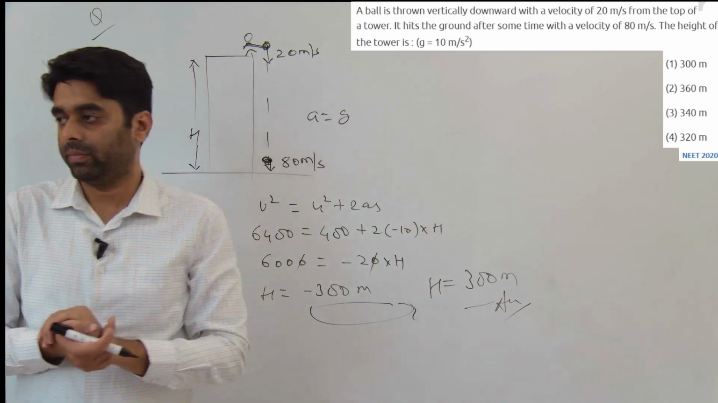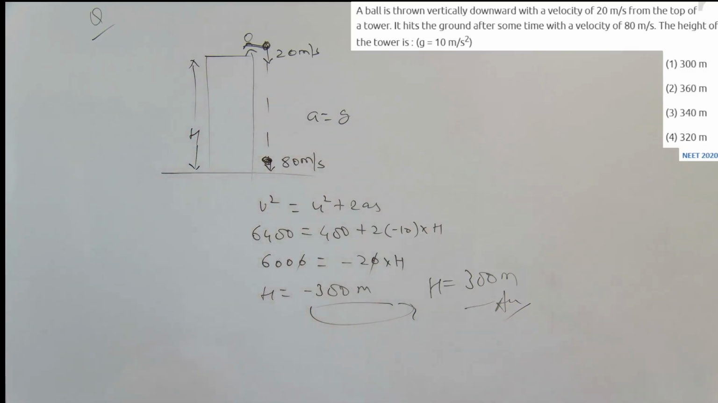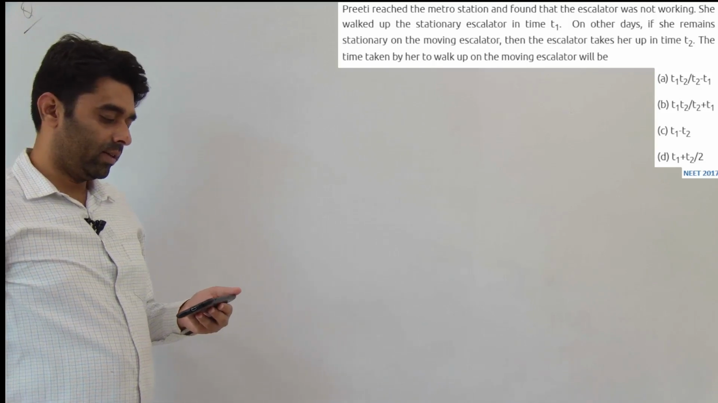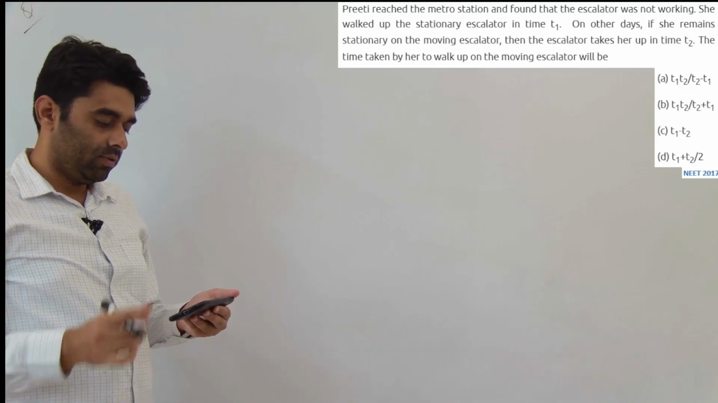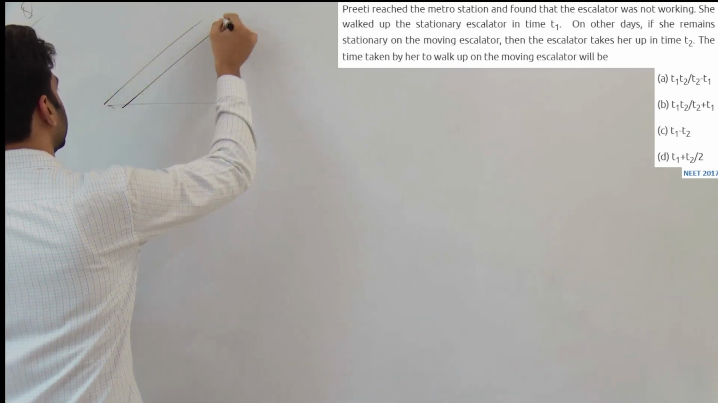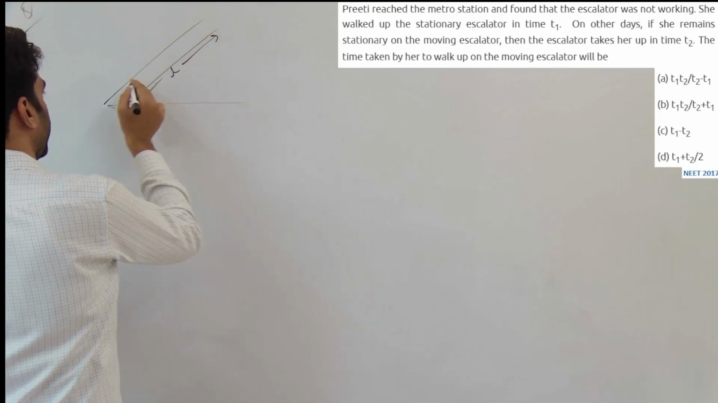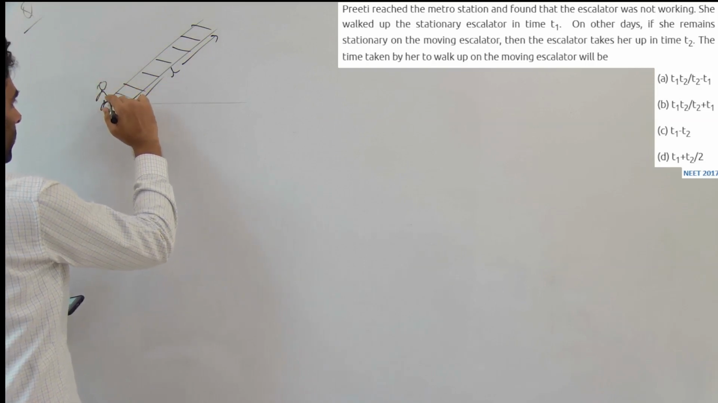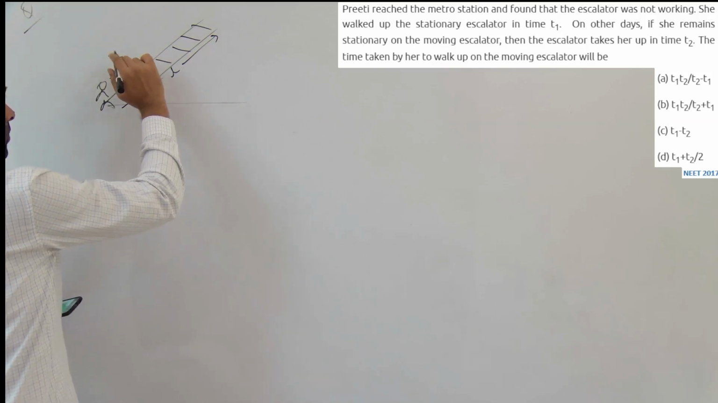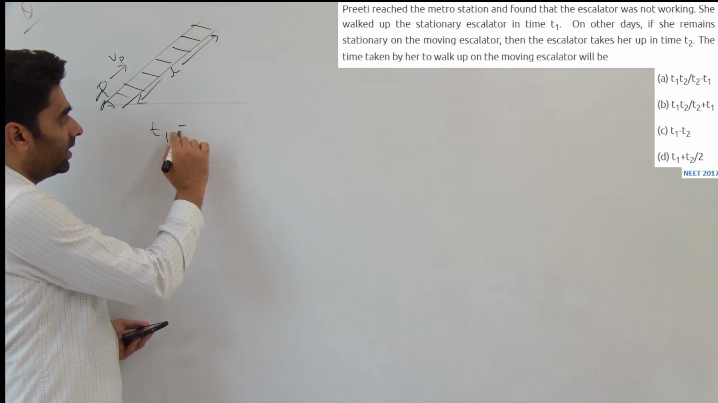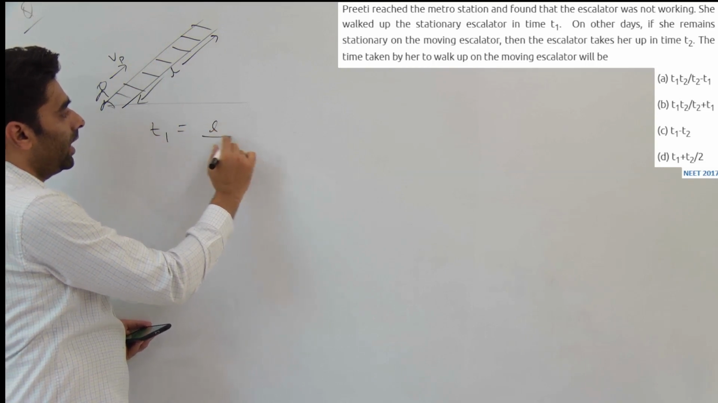Let's look at the next question. So our question says, Preeti reached the metro station and found that the escalator was not working. Fine. She walked up the stationary escalator in time t1. So if we consider the situation, let's suppose the length of escalator is L. And if it is not working, that means she'll be moving up with her speed. Let's say this is your velocity of Preeti, Vp. So what is the time taken? T1. So T1 can be written as the distance traveled by speed, that is your L by Vp.